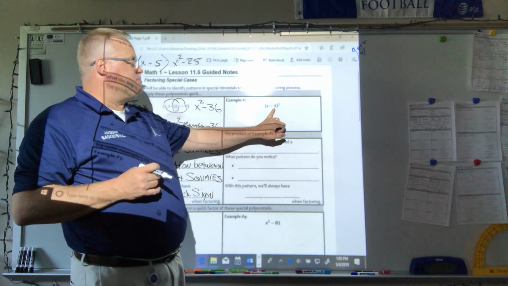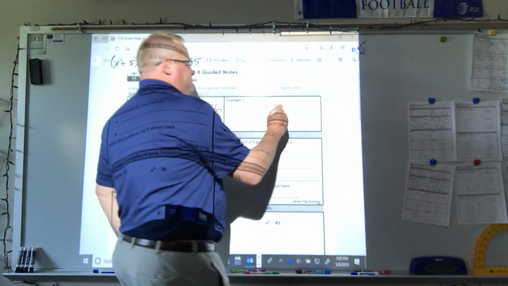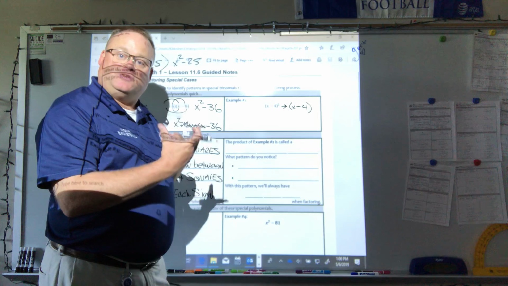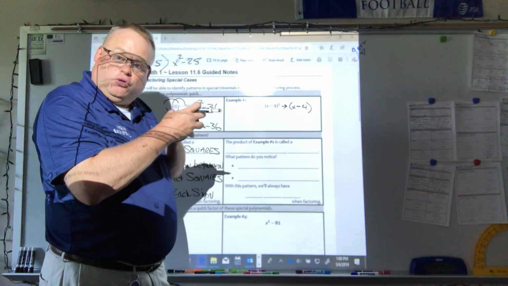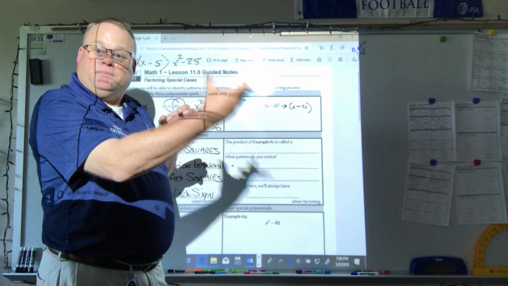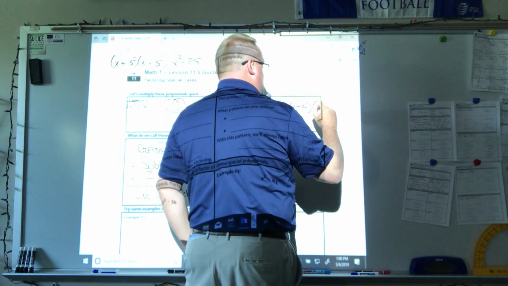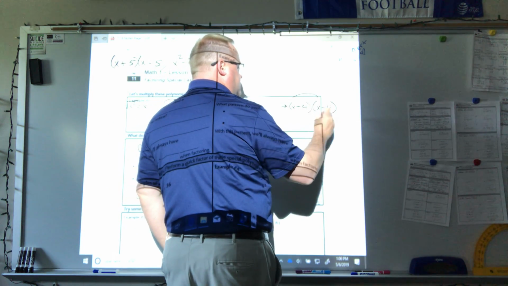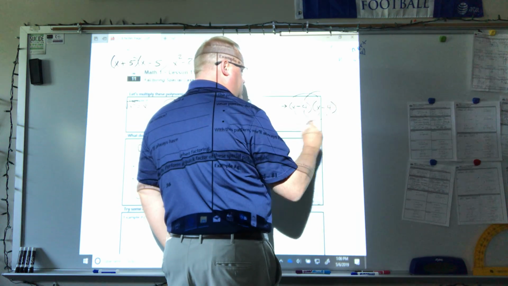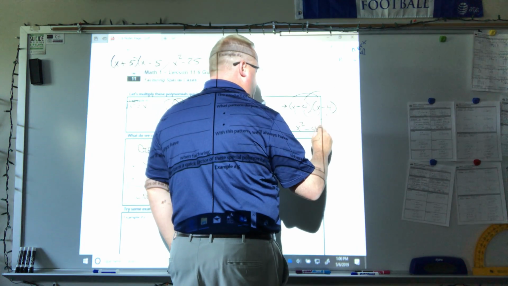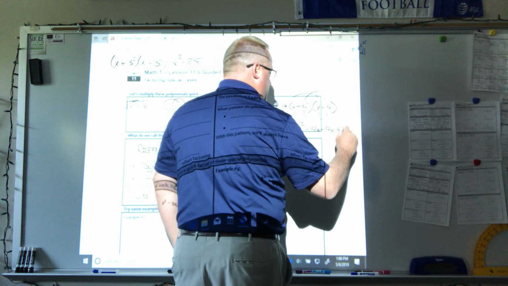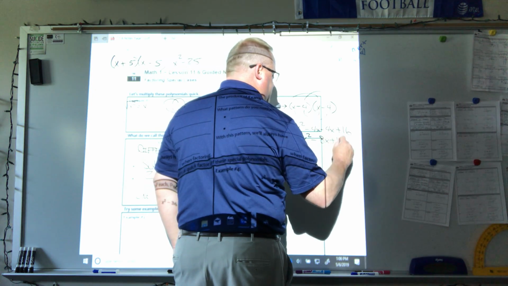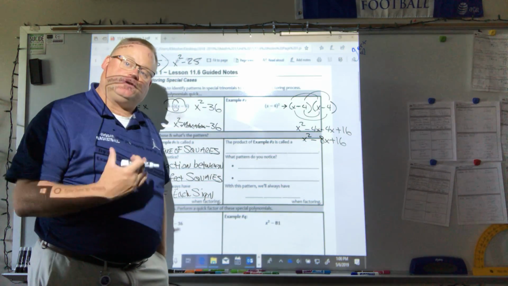The next one, x minus 4 squared. What that is saying is x minus 4 times, remember, to square means to have the same number or term multiplied by itself. So this is x minus 4 times x minus 4. And if I FOIL this, first, outside, inside, last, I get x squared minus 4x minus 4x plus 16. And I get x squared minus 8x plus 16 when I combine like terms.